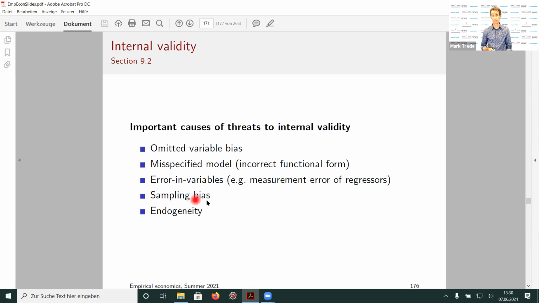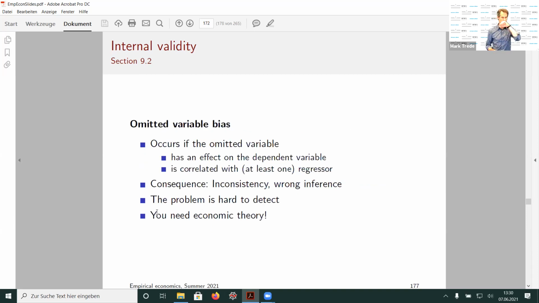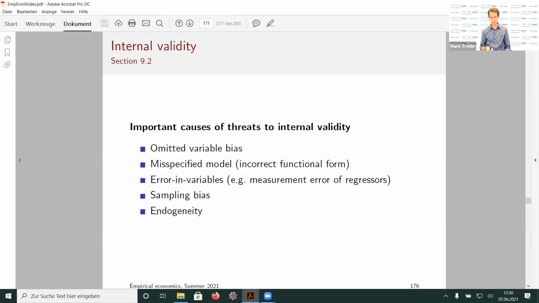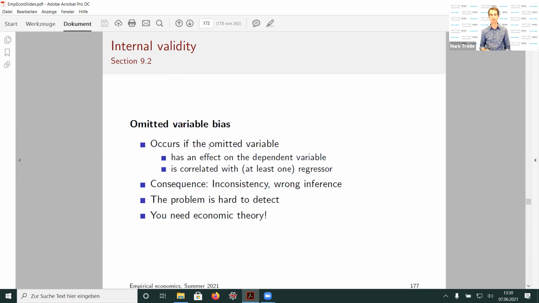And sampling bias is also a problem. I'll talk about that later. And a very severe problem is the endogeneity problem. And we will also talk more or less for the rest of this term about endogeneity issues and what you can do about that. Excuse me. So let's talk about each of these 5 problems in turn. Some of them we've already seen, so that will be fast. For some of them, I need somewhat more time.